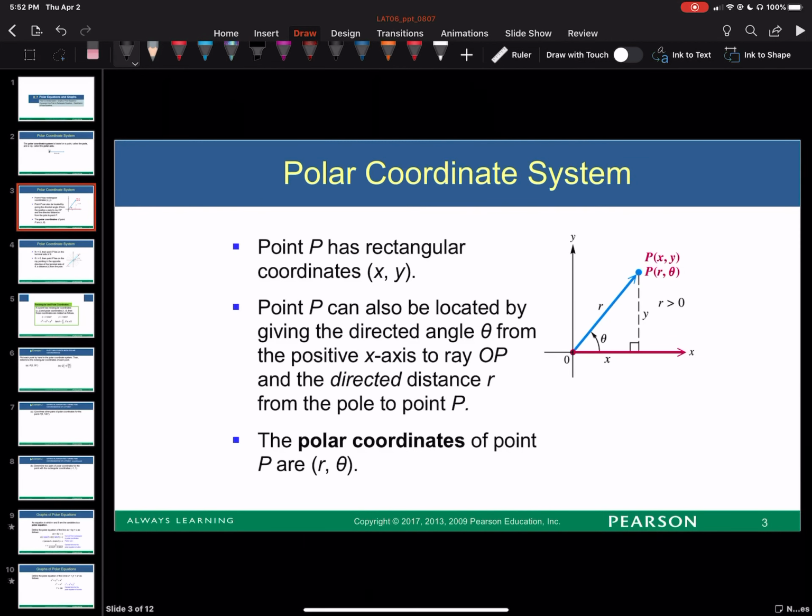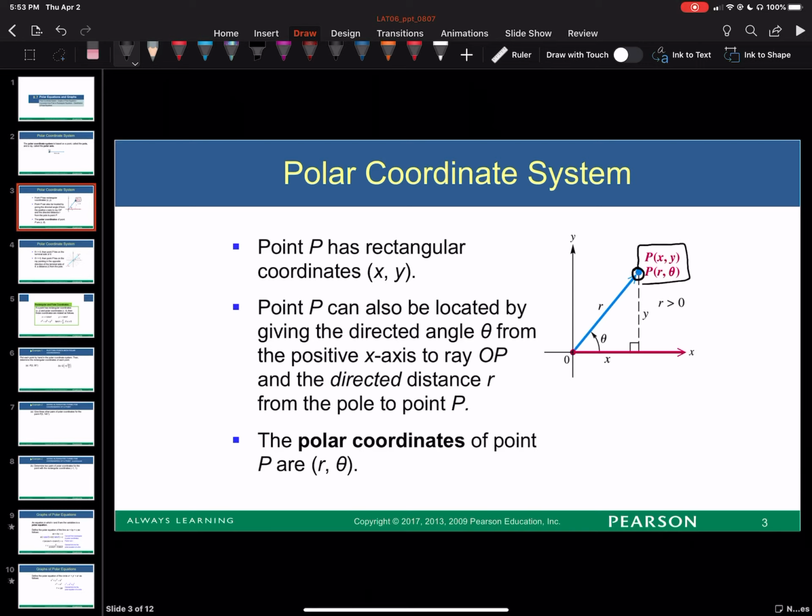So point P has rectangular coordinates (x, y). Point P can also be located by giving the directed angle theta from the positive x-axis to ray OP and the directed distance r from the pole to point P. So when we look at this, we got what? The polar coordinates of point P are (r, theta).